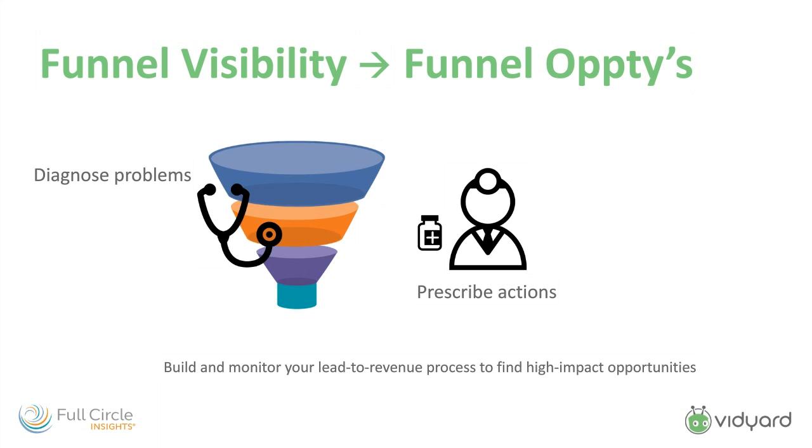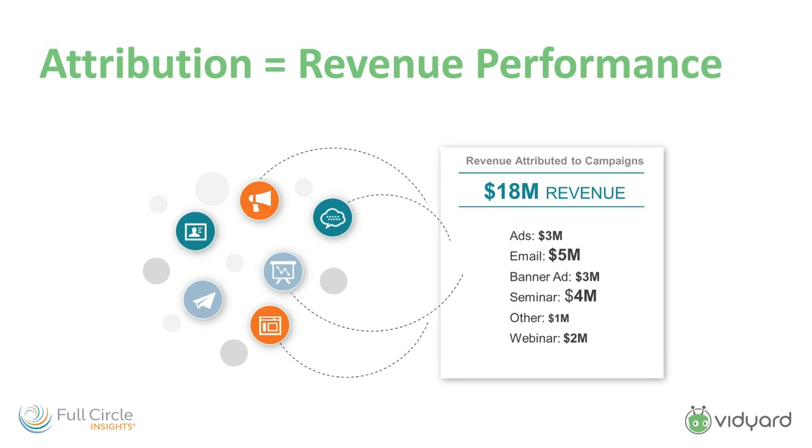So the key thing is to build and monitor your lead to revenue process to find those high impact opportunities, or your low-hanging fruits. So let's say you've gotten your funnel metrics and your business process in order, you're measuring your funnel and your leads' movement through it, and you have identified some high impact opportunities. Now, how do you pursue those high impact opportunities?